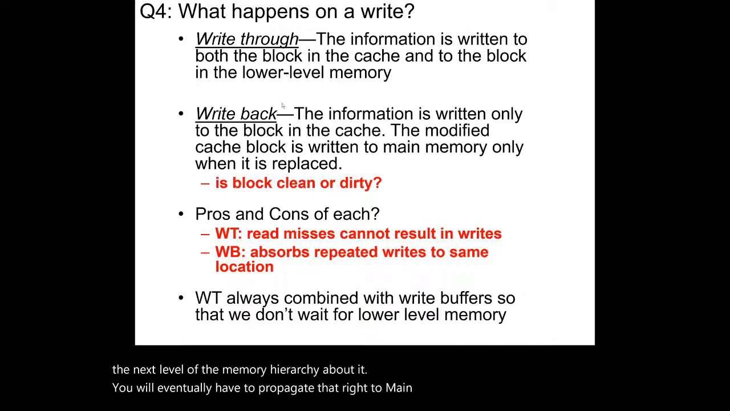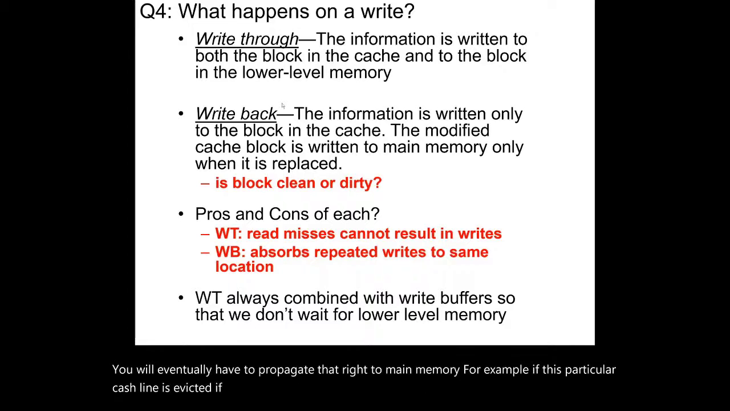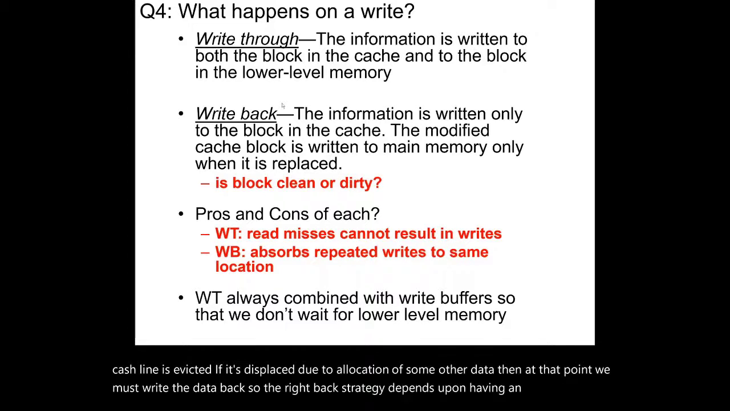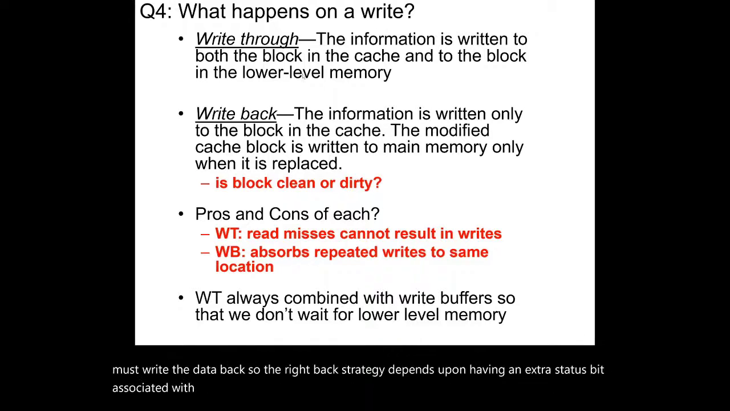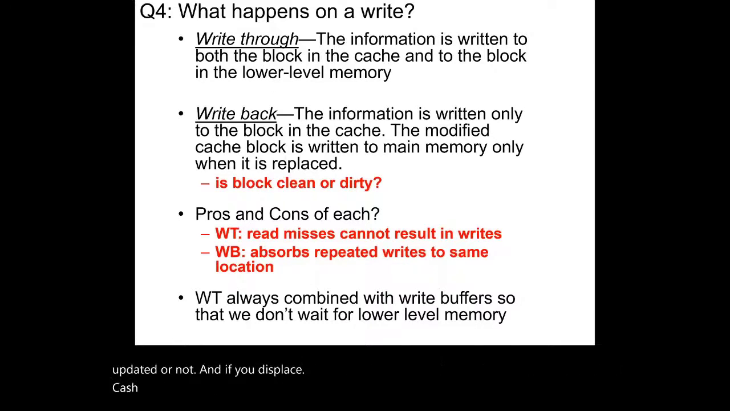For example, if this particular cache line is evicted, if it's displaced due to an allocation of some other data, then at that point we must write the data back. So the write-back strategy depends upon having an extra status bit associated with each cache line to tell you whether it's clean or dirty, whether it has been updated or not. And if you displace a cache line that has been marked as dirty, then before you can use it, you must write that data out.